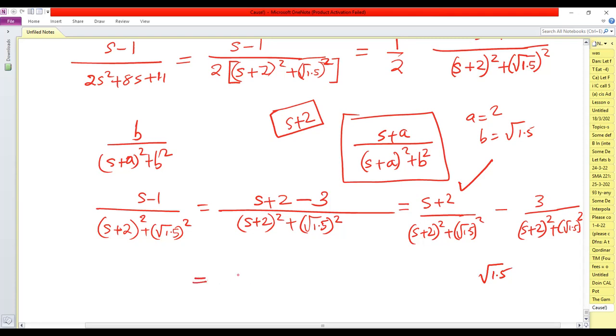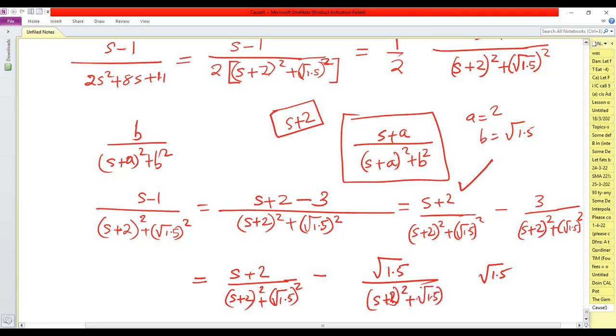So next will be the same as (s plus 2) over ((s plus 2) squared plus square root of 1.5 squared), and then minus, so I force a root 1.5 over ((s plus 2) squared plus root 1.5 squared), so that I have my original 3, I have to multiply this by 3 over square root of 1.5.